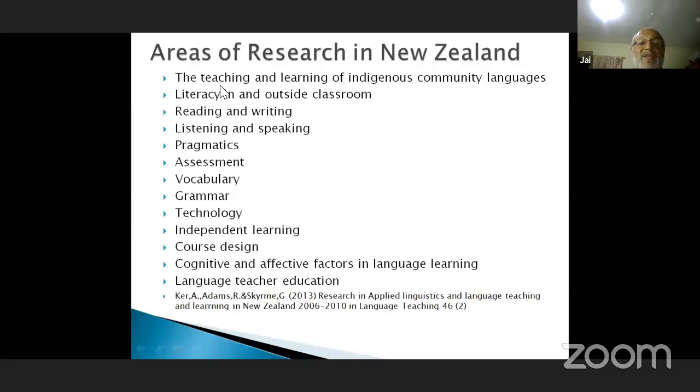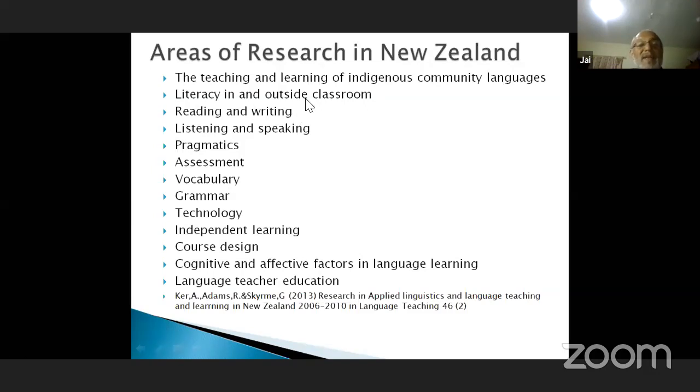This is areas of research in New Zealand. This was the research that was reviewed from 2006 to 2010, and then published in Language Teaching Journal 46, Volume 2 in 2013. The teaching and learning of indigenous community languages gets a priority.